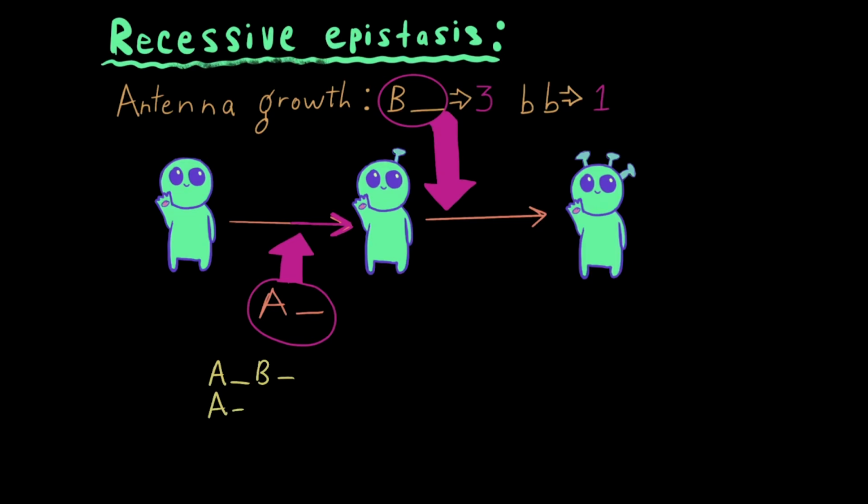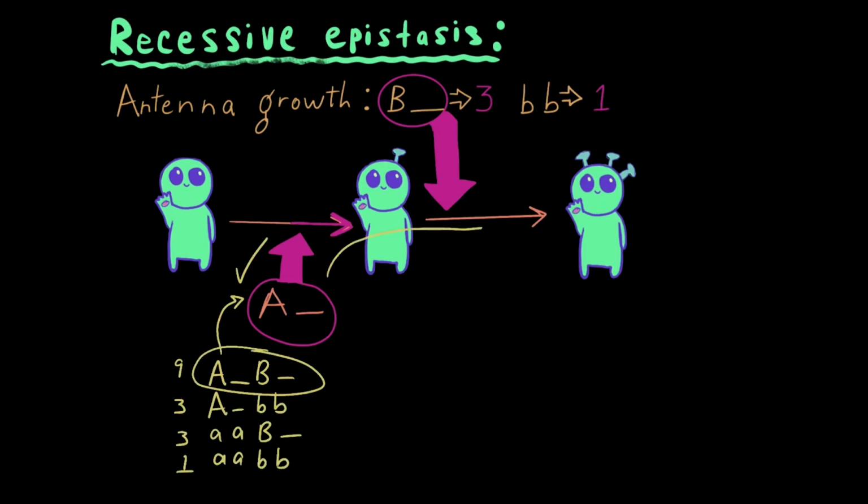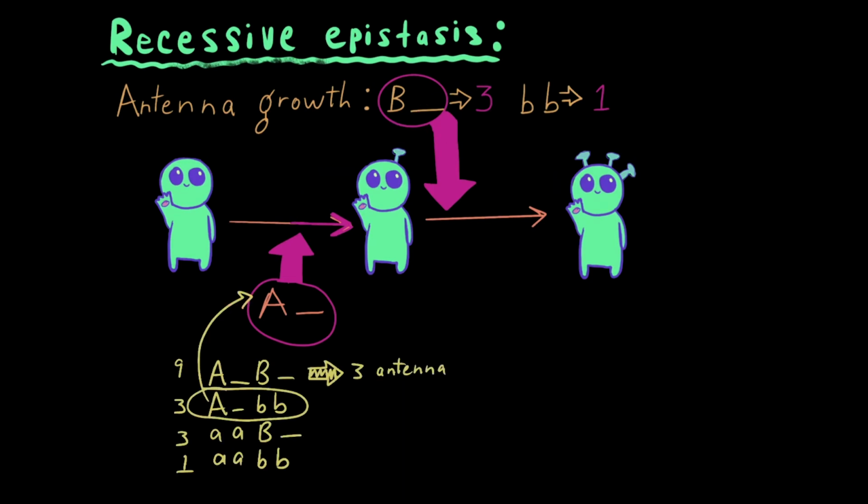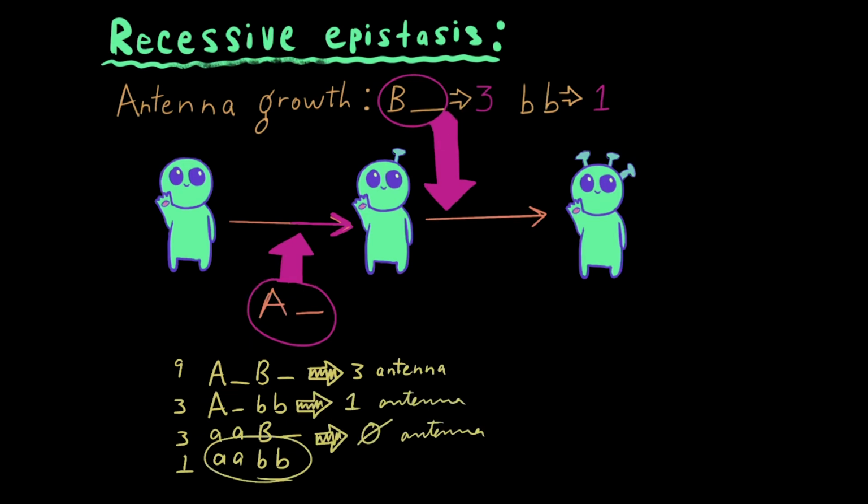So let's consider the classes produced as a result of this cross. If big A and big B are present, the alien will have 3 antennae. If big A is present but not big B, the alien will only have 1 antenna. If big A is absent, no antenna is formed.